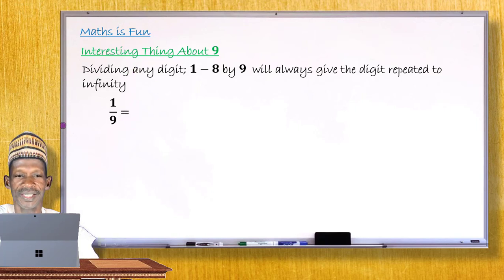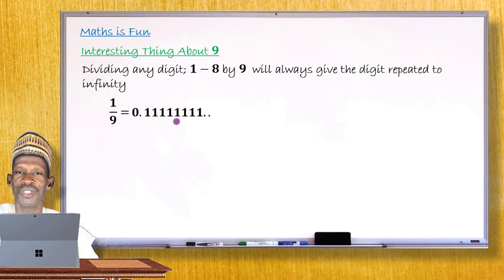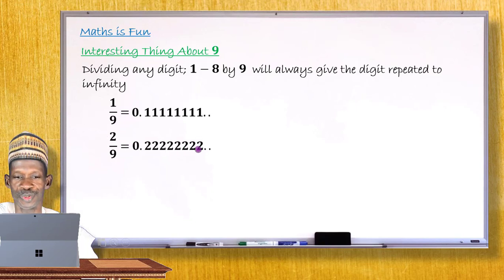So I have 1. This is 1 divided by 9. If you do it correctly with your calculator, you have 0.111111, and those ones keep repeating without end. Let me take the next digit, which is 2. So dividing 2 by 9, if you do it with your calculator correctly, you now have this very digit repeated to infinity. That is 0.22222. If you do it with the calculator, this is what you are going to have as your result. Let me take the next number, which is 3.